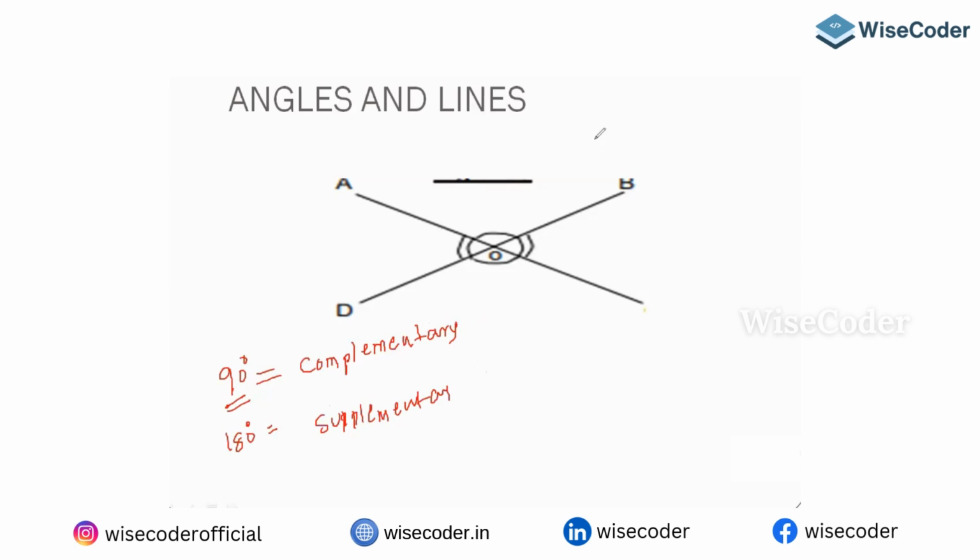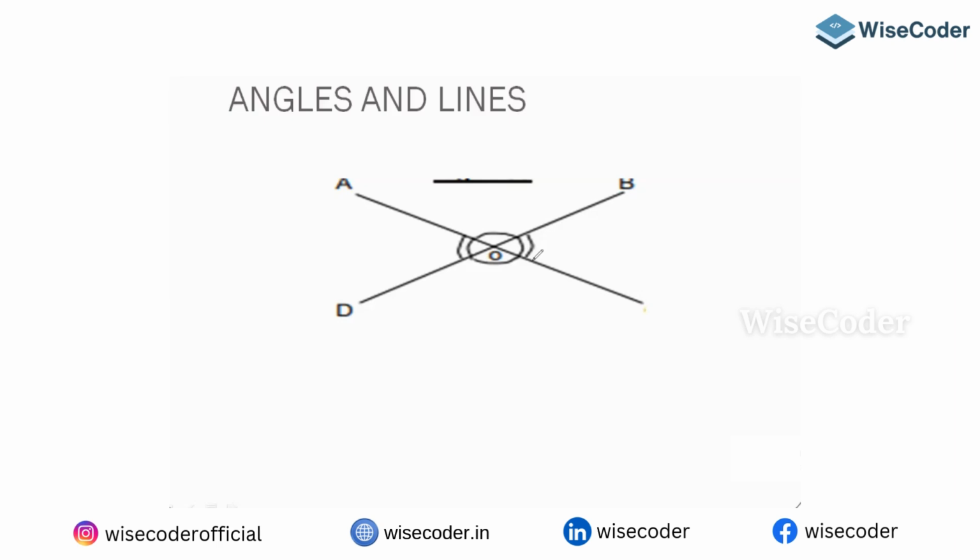And now, when two straight lines intersect, these are two straight lines that intersect. Now you have to understand one point: vertically opposite angles are equal.